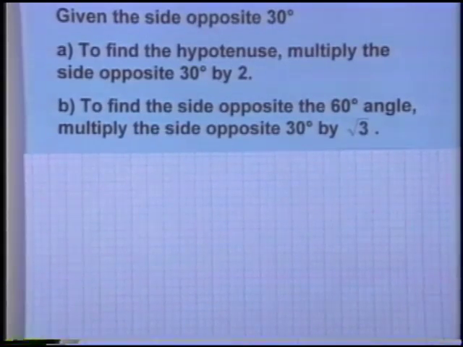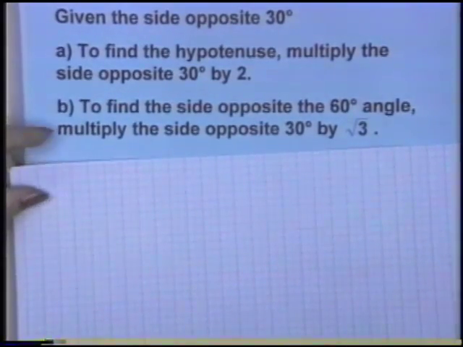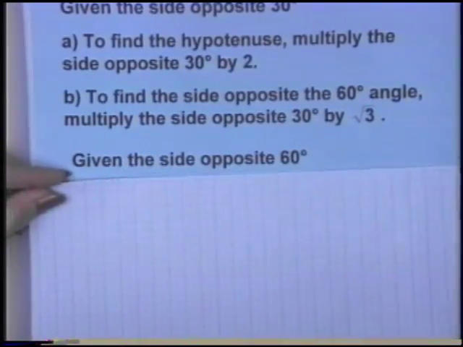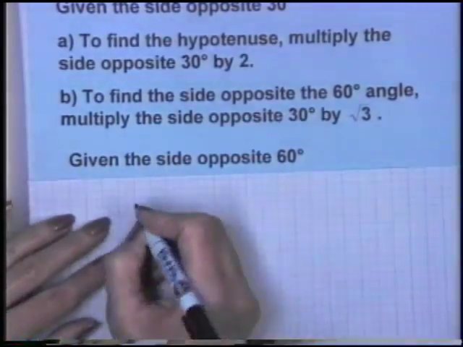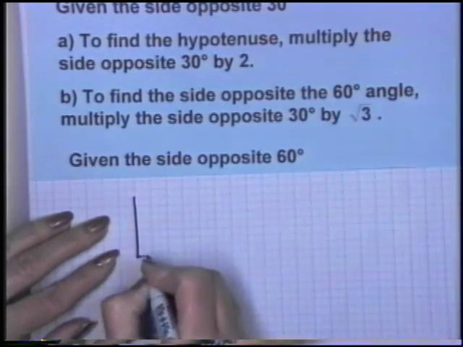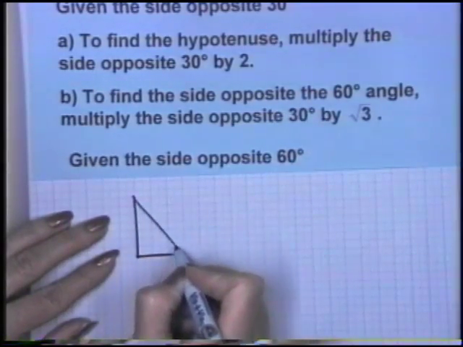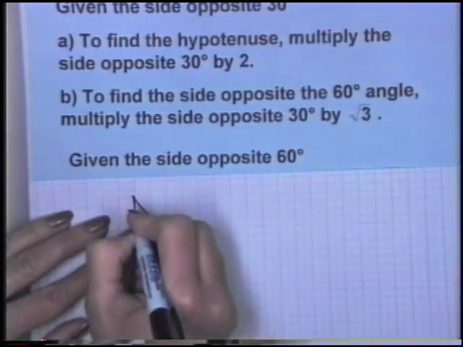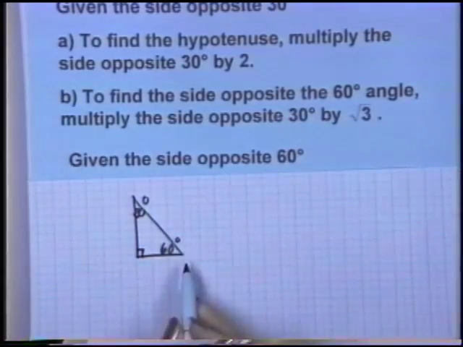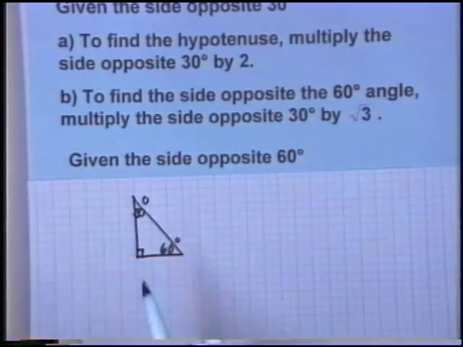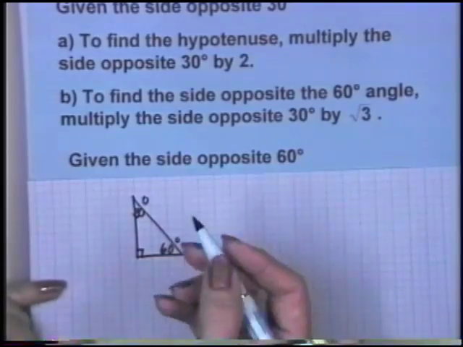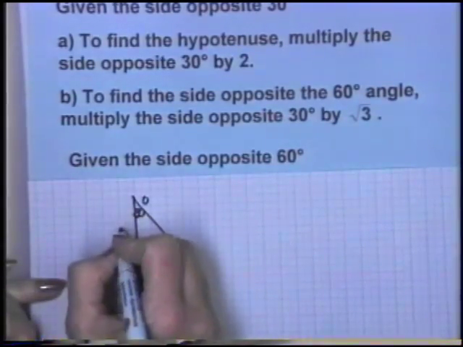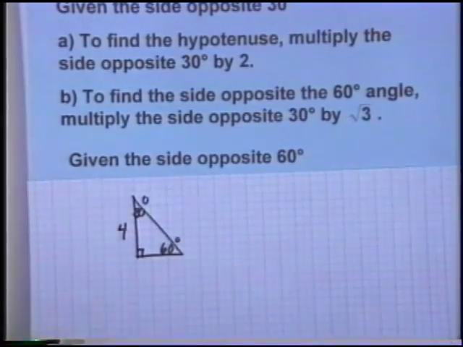Now, look at what happens if, instead of being given the side opposite the 30 degrees, we're given the side opposite the 60 degrees. And of course, we'll want to find this leg and the hypotenuse. Let's just pretend that we're given that this leg measures 4.